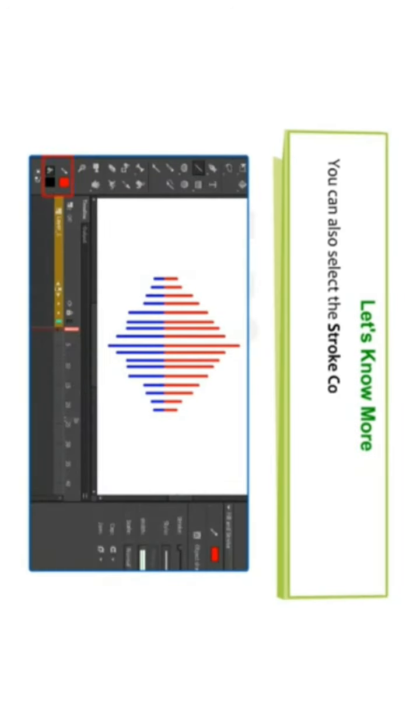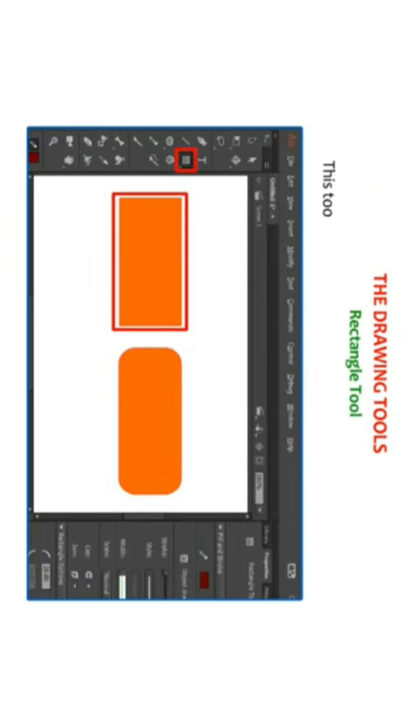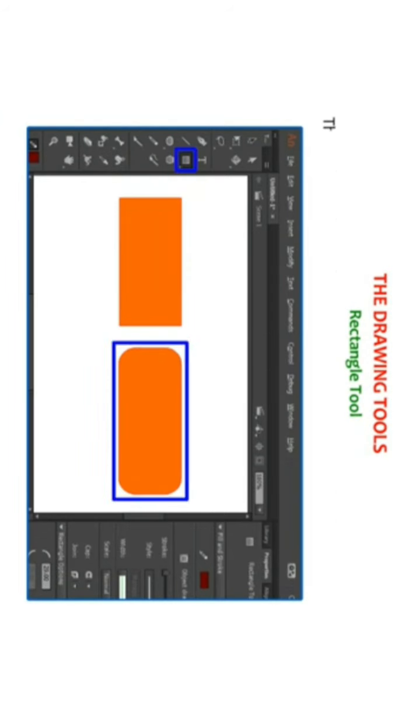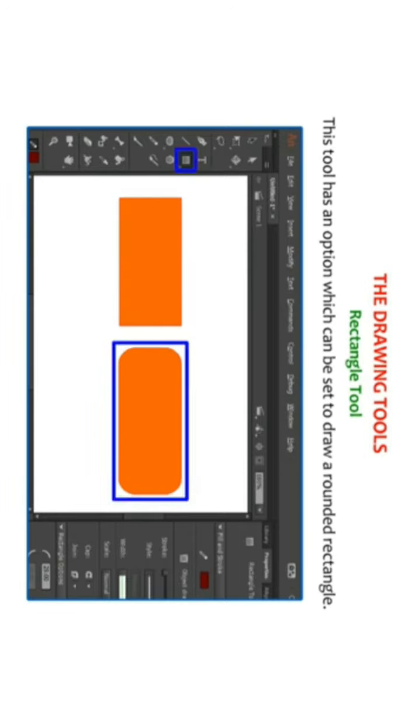Let us know more. You can also select the stroke color and fill color from the color section of the Tools panel. Okay, we will discuss the drawing tools. Rectangle tool. This tool is used to create square and rectangular shapes. This tool has an option which can be set to draw a rounded rectangle.